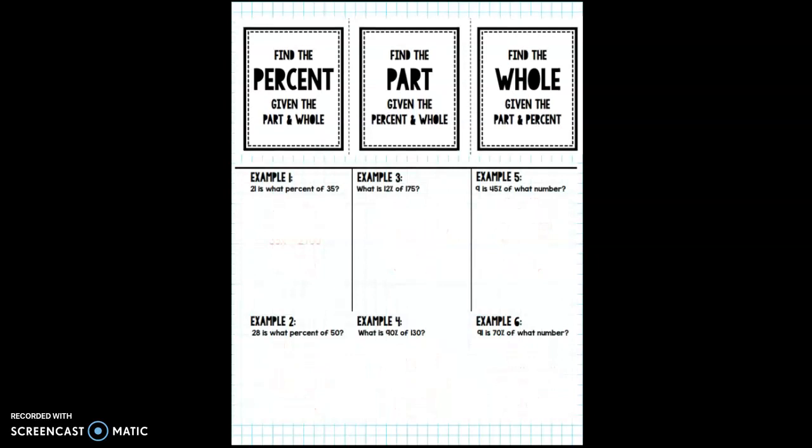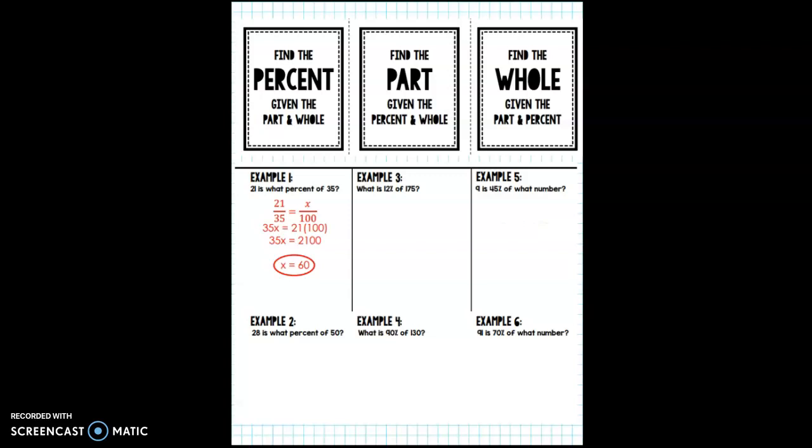Example 1. 21 is what percent of 35? 21 is our part, 35 is our whole. We're looking for the percent, so that's our x, and we set that over 100. Then we do what's called cross multiplying. We multiply on a diagonal across the equal sign. 21 times 100, 35 times x. We want to find x by itself, so we're going to divide by 35. 2,100 divided by 35 means that we have 60%.